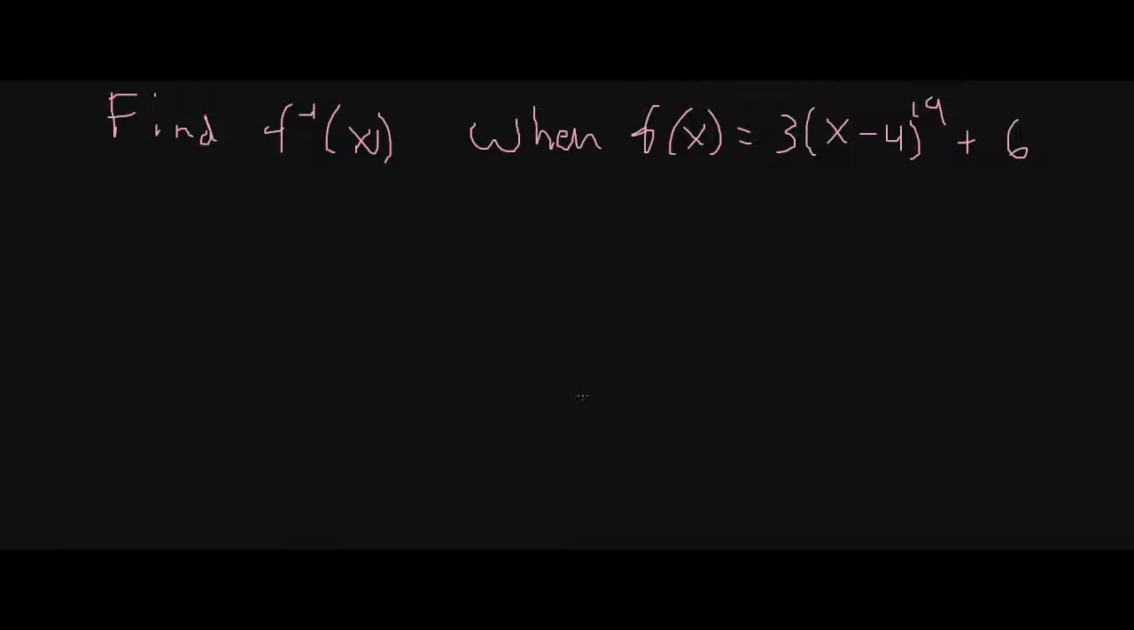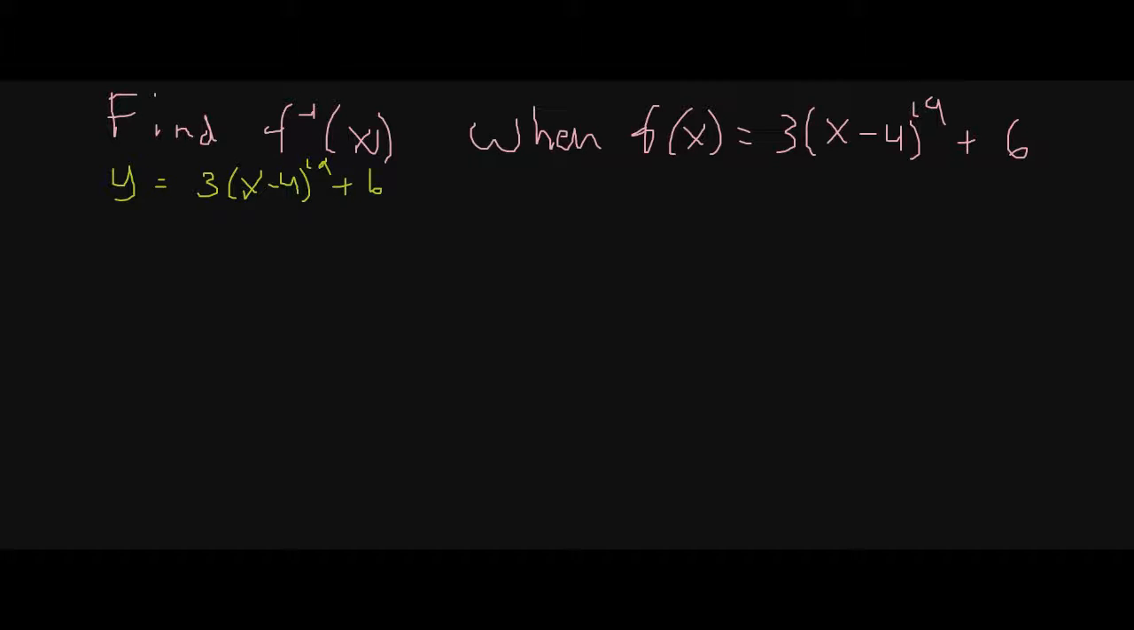If you have time and want to stay and chat with me a little bit, let's do this problem together. A third problem: find the inverse when f of x is equal to 3 times (x minus 4) raised to the 19th power plus 6. First, try solving this problem without me and see what you get, and we'll compare. First we set y equal to 3 times (x minus 4) raised to the 19th plus 6.